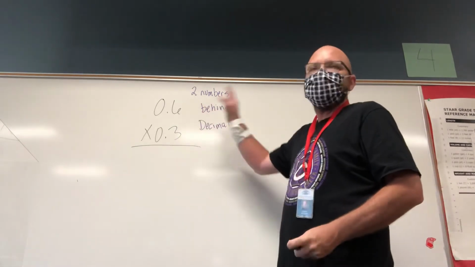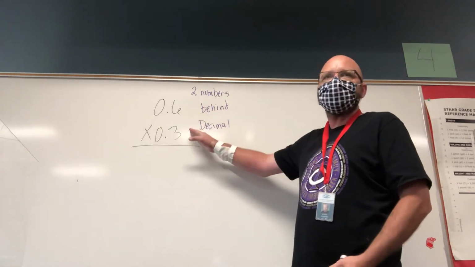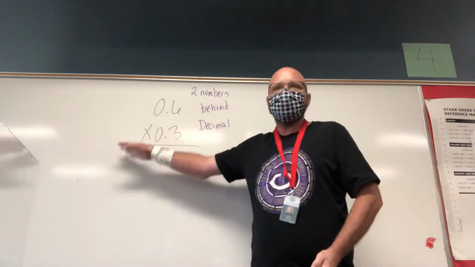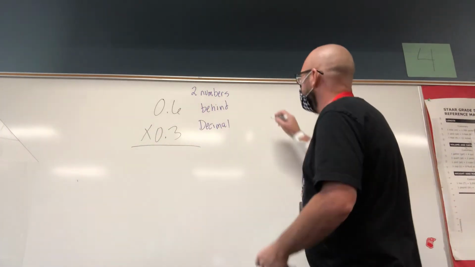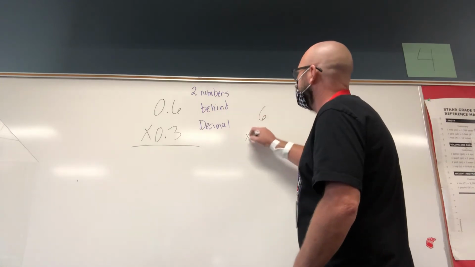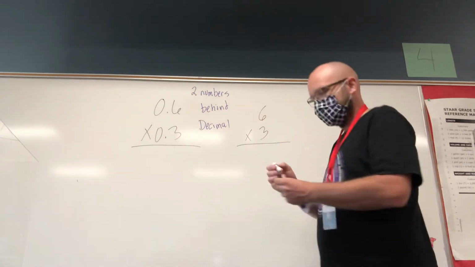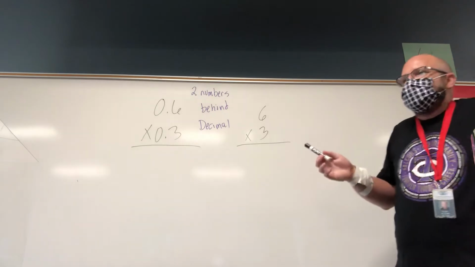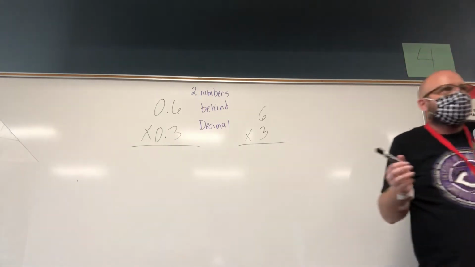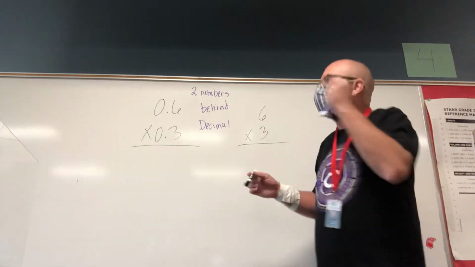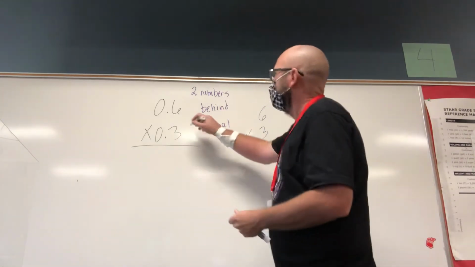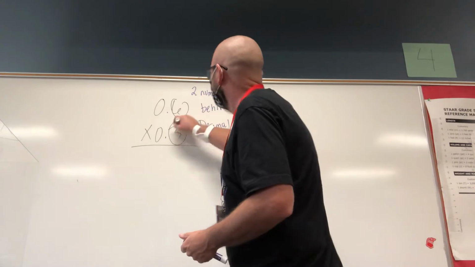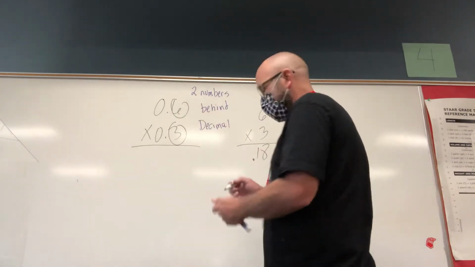And once I know how many numbers are behind the decimal, I don't need to use the zeros. I don't need to put the decimal points in. I can rewrite this problem as 6 times 3. Okay, so now I'm just doing regular math. And 6 times 3 is? 18. Now I go back, and I saw there are 2 numbers behind the decimal, and that's where your decimal point goes.